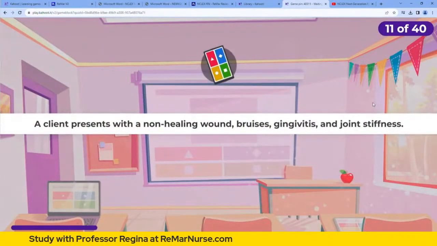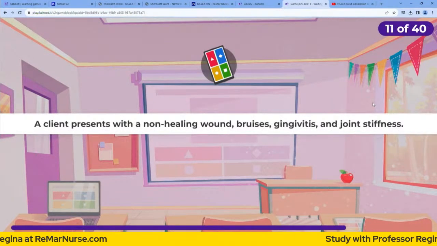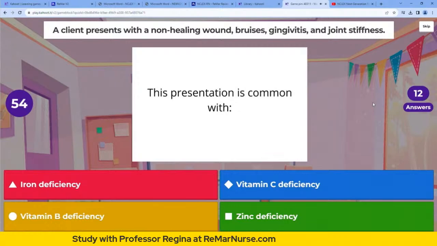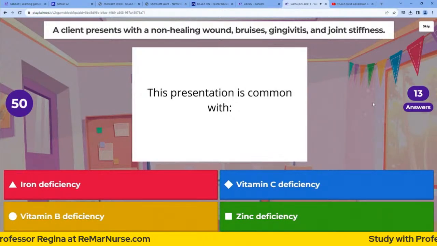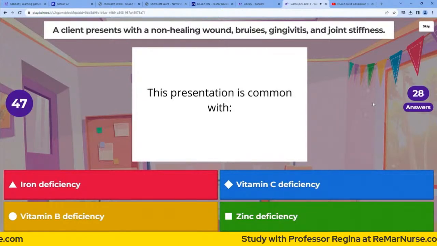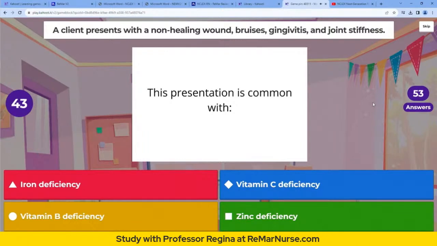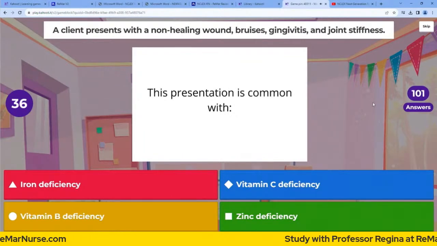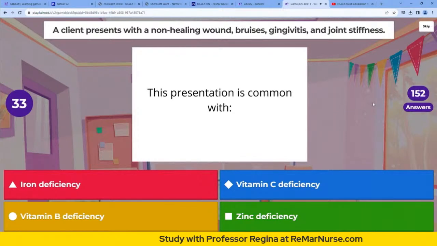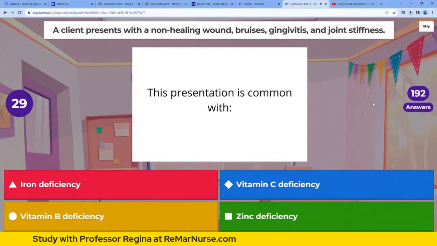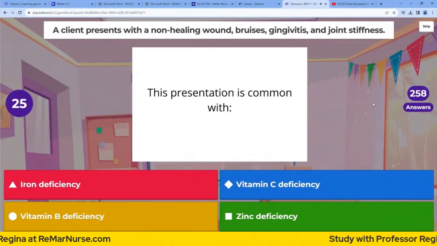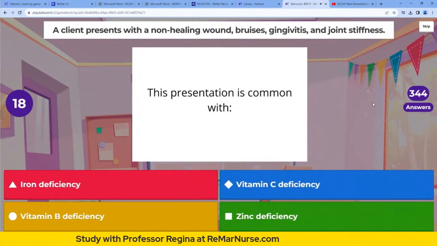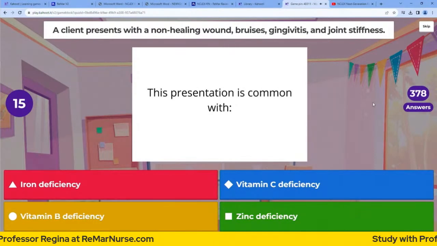Let's go. Next question is this. A client presents with a non-healing wound, bruises, gingivitis, and joint stiffness. This presentation is common with, let's do some deficiencies here. Is it going to be iron deficiency? Is it going to be vitamin B deficiency? Is it going to be vitamin C deficiency? Is it going to be zinc deficiency? Non-healing wound, bruises, gingivitis, and joint stiffness. What are we going to say is happening here? You got 15 seconds.